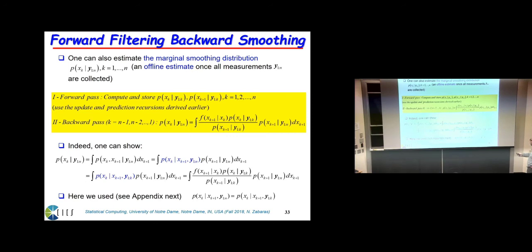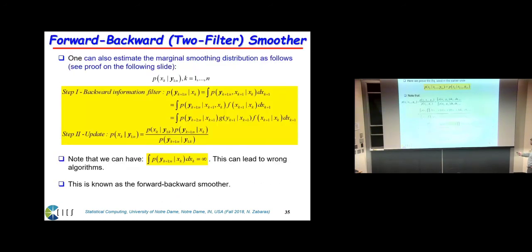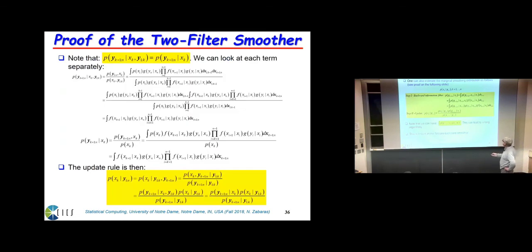There is a note here that you have to pay attention when you do this smoothing, because the distribution that you get in the denominator can blow up. So you just need to pay attention to these things.